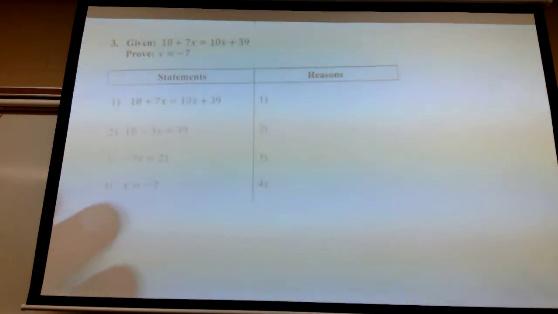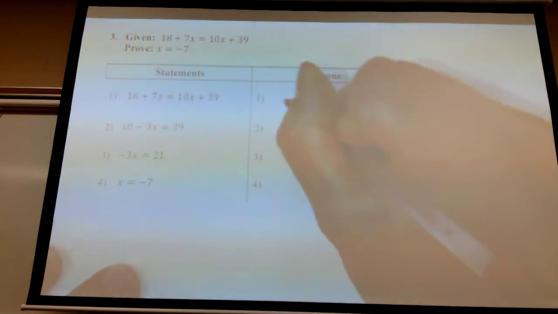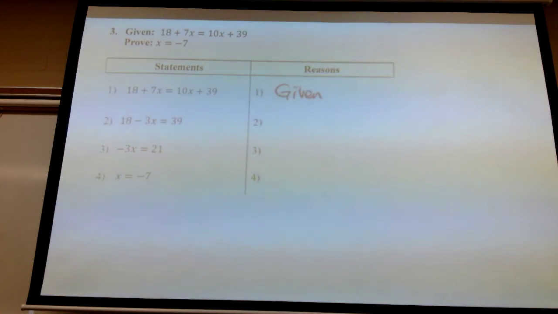On this third one, once again, we're going to start with our given. The given up here matches up with step number 1, so our first reason is given. And then to get from step 1 to step 2, we have to figure out what changed. If you look at the left-hand side of the equation, the 7x changes to a negative 3x. And on the right-hand side of the equation, the 10x disappears. The 39 is still there. What we did from step 1 to step 2 is we subtracted 10x from both sides of the equation.